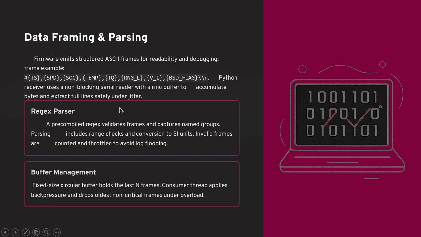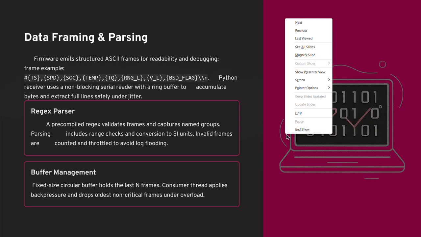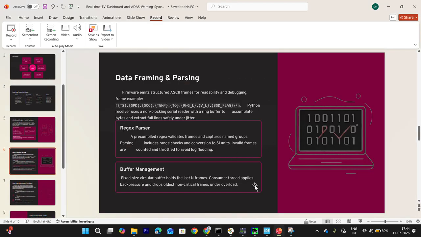And the data framing: the firmware emits ASCII frames and debugging frames for reading quality. For example, let me show you the code.